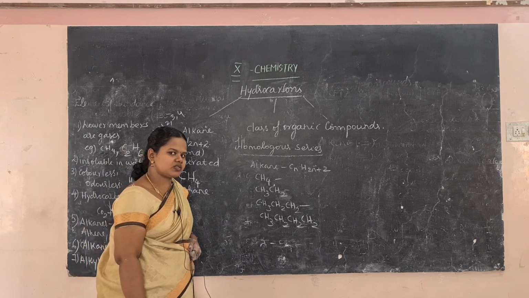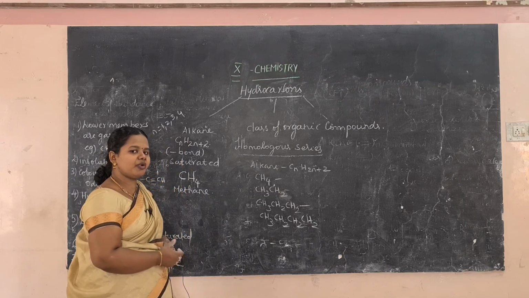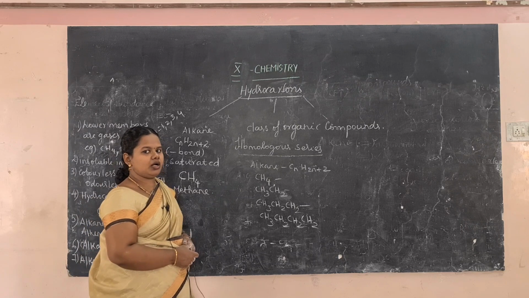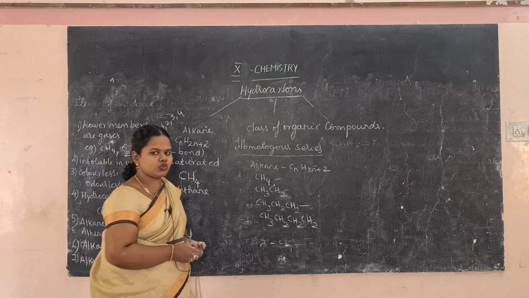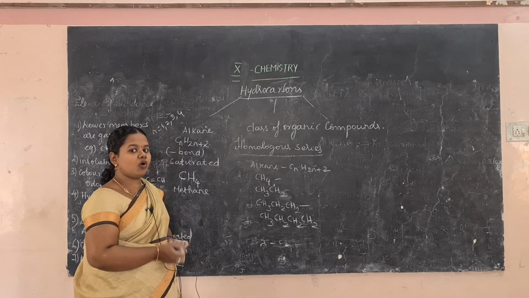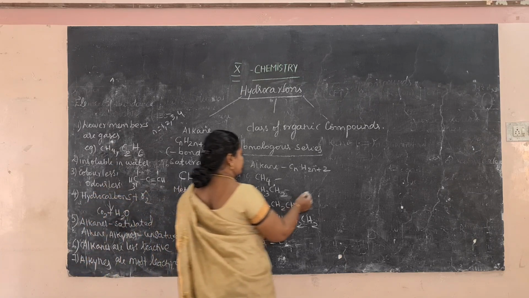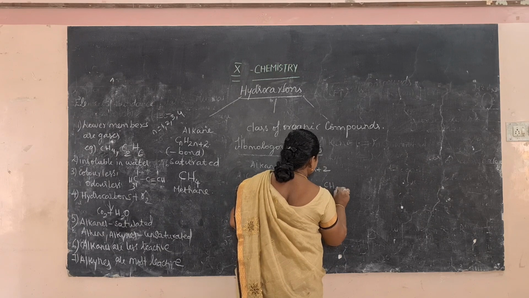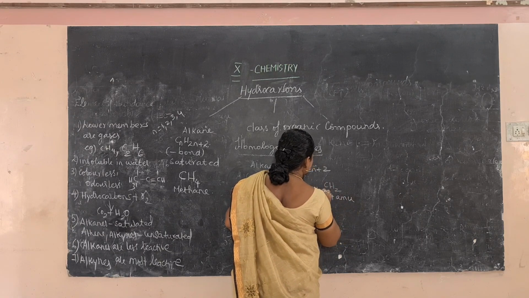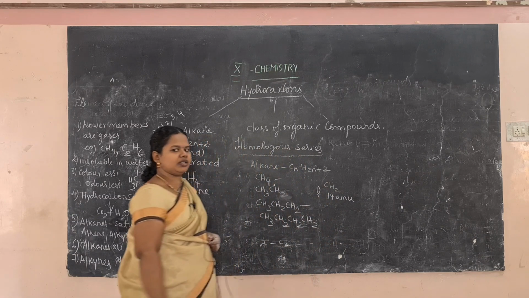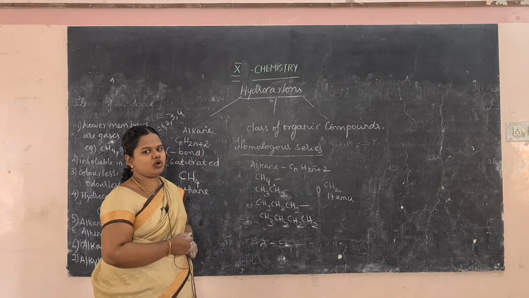What are the characteristics of a homologous series? Each member of the homologous series, the preceding or succeeding member, will have one CH2 group more, with a molar mass of 14 atomic mass units. So one CH2 group keeps increasing, with a molar mass of 14 atomic mass units. That is one postulate of this homologous series.